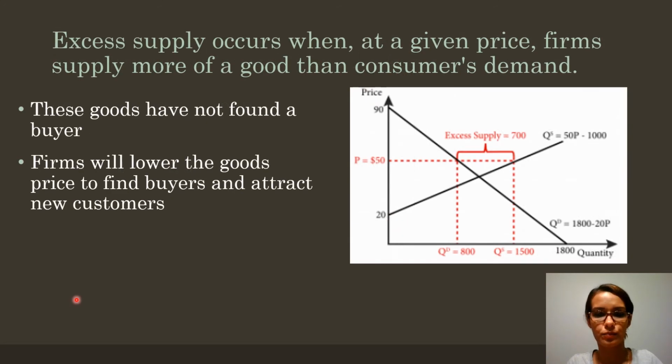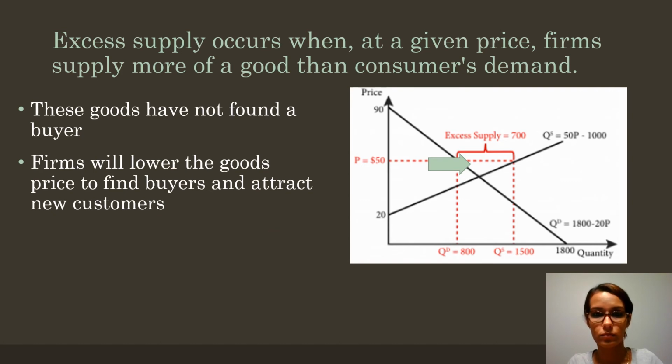Excess supply occurs when a firm supplies more of a good than the consumer demands. These goods have not found a buyer, and firms will have to lower the price of their goods to find buyers and hope to attract new customers. In this graph, firms have an excess of 700 headsets, and firms now must lower their price to sell these, and the process of lowering the price will continue until it hits the equilibrium price of $40 from the previous slide.